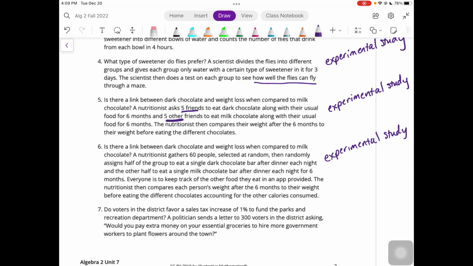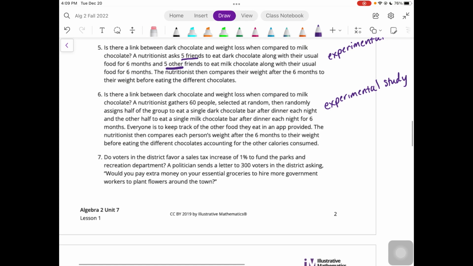All right. Do voters in the district favor a sales tax increase of 1% to fund the Parks and Recreation Department? A politician sends a letter to 300 voters in the district asking, would you pay extra money on your essential groceries to hire more government workers to plant flowers around town? Well, this is a survey, and this is a pretty pitiful survey if you ask me.